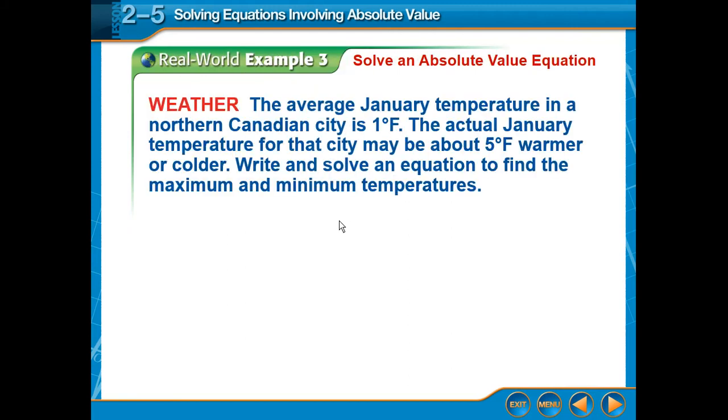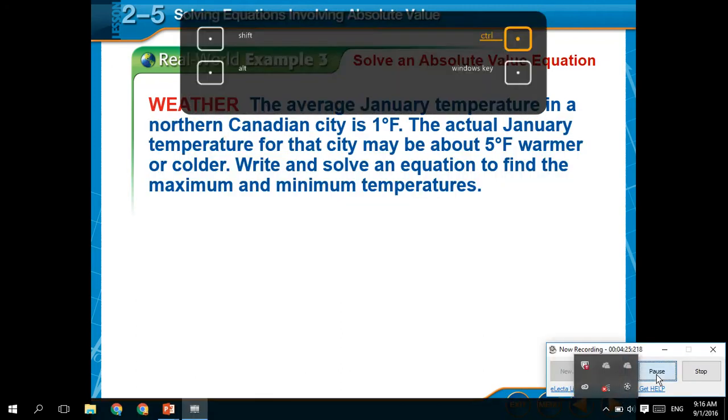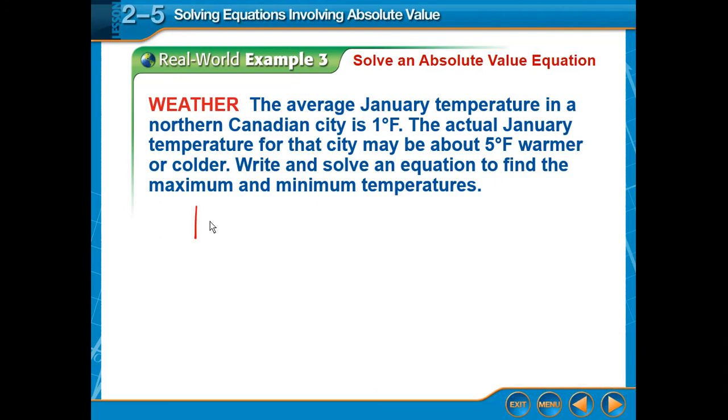The average January temperature in a northern Canadian city is 1 degree Fahrenheit. The actual January temperature for that city may be about 5 degrees Fahrenheit warmer or colder. Write and solve an equation to find the maximum and minimum temperatures. To solve this one, when we have something like this, we do x minus the average equals whatever the range is. They said the average was 1, and it can be either 5 warmer or colder, so it's going to be fluctuating by 5 from the center of 1.